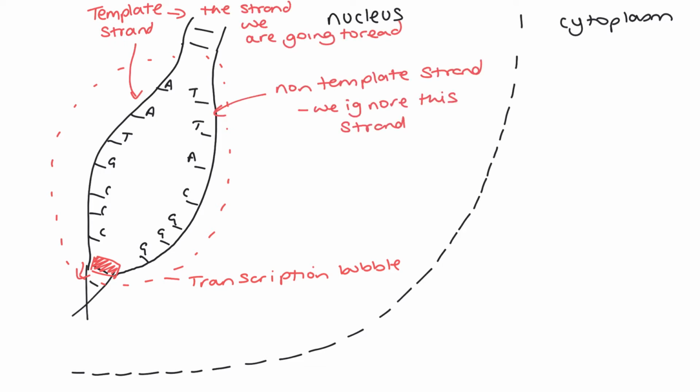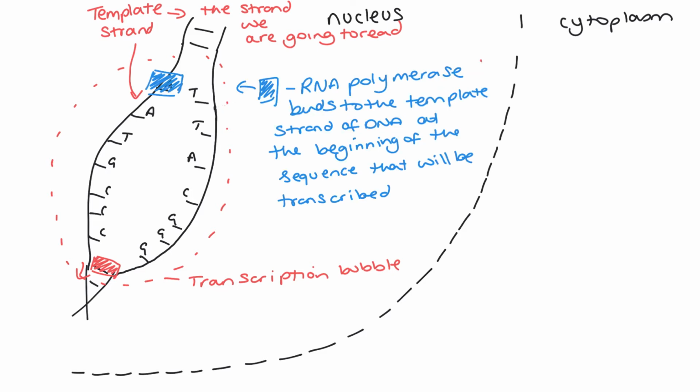Okay, so now we have exposed our bases on the template strand. What happens next? Another enzyme comes along. This enzyme is called RNA polymerase, and it binds to the template strand of the DNA at the beginning of the sequence that is going to be copied. At the same time, free RNA nucleotides are present in the nucleus.